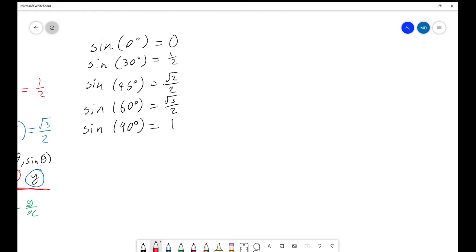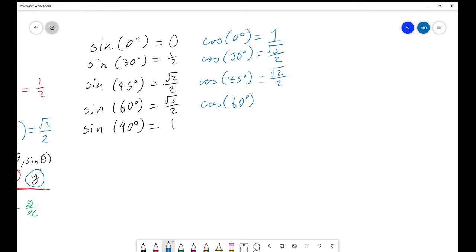Let's go for cosine. Cosine of 0 degrees is 1. Cosine of 30 degrees is √3 over 2. Cosine of 45 degrees is equal to √2 over 2. Cosine of 60 degrees is equal to, nope, 1/2. And cosine of 90 degrees is equal to 0.